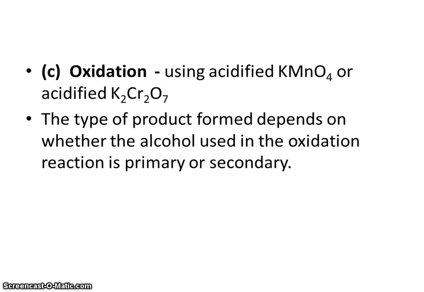Right. More reactions. So number C here is oxidation of alcohols. You should be okay with this. You should know this. Oxidation of alcohols is something you should be able to refer to. However, we're going to change it slightly this year, because the type of product formed depends on whether the alcohol used in the oxidation reaction is primary or secondary. So you would have known that primary alcohols go to make carboxylic acids. Yeah? That's what you know. Ethanol goes to make ethanoic acid.